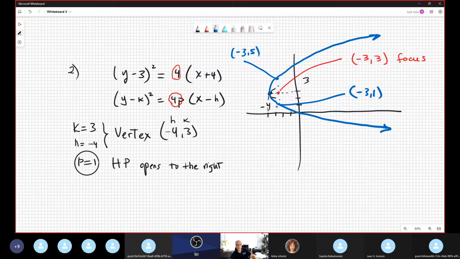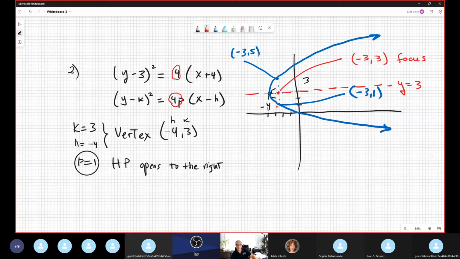I need the axis of symmetry. It is the line passing through the vertex. In this case, a horizontal line. And the equation of any horizontal line is y equals something. Y equals what? Y equals 3, which is the k value.